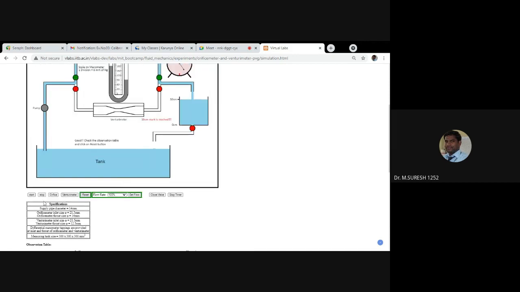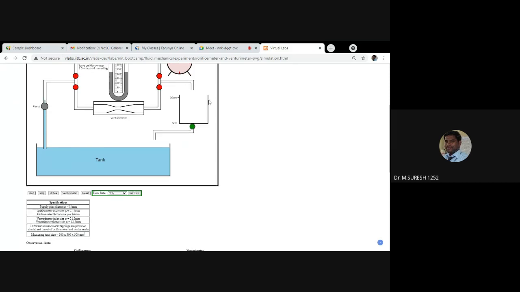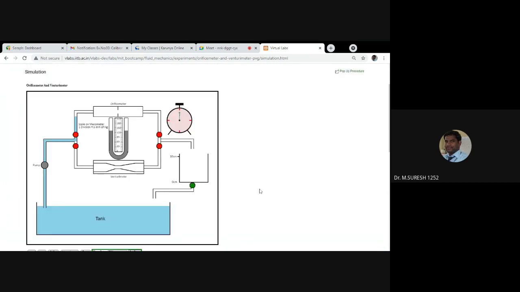Again, you can reset and select the flow rate 75 and start, and then Orifice. You need to take the values, and for every 10 centimeter rise of water, it will be recorded for 70%. What is the pressure difference? What is the time required? Clear? Any doubts?